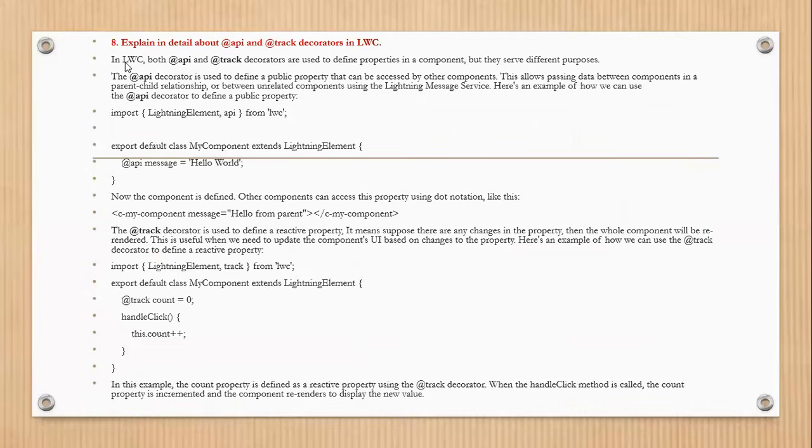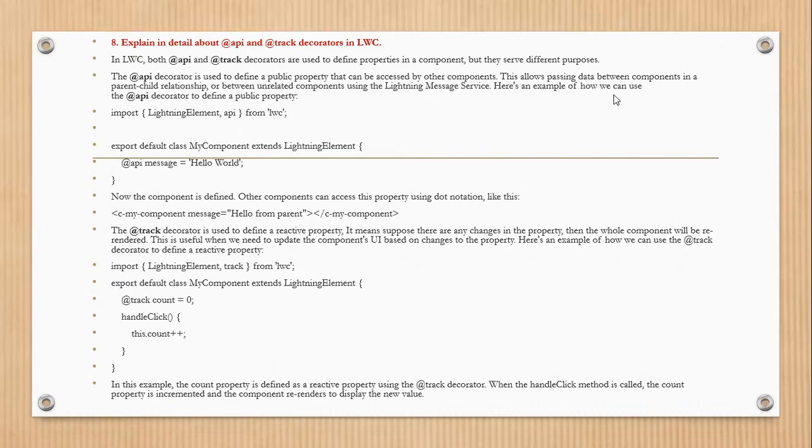Next, explaining the details about the API and track decorators in LWC. In LWC, both API and track decorators are used to define the properties of the components, but they serve different purposes. The API decorator is used to define a public property that can be accessed by other components. This allows passing data between components in a parent-child relationship, or between unrelated components using the Lightning message service.